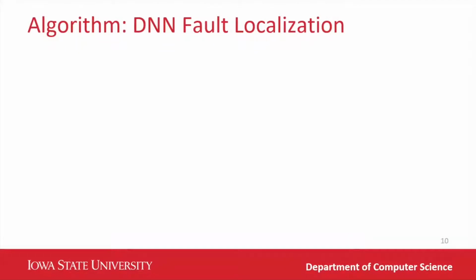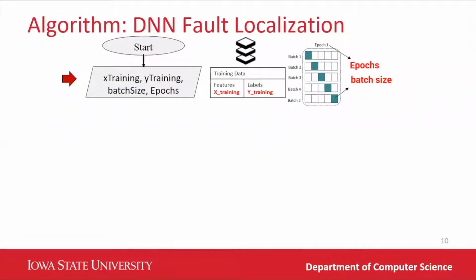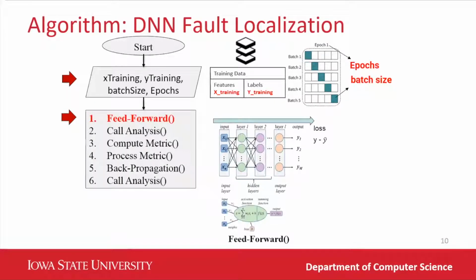Our DNN fault localization algorithm serves three purposes. First, determining whether the DNN contains a bug. Second, reporting the fault location, in which layer and which stage. Third, reporting failure information, in which iteration the learning is stopped. The algorithm takes the training dataset, the batch size, and the epoch as input. In the feed-forward stage, the algorithm computes the output of the feed-forward layers before and after applying the activation functions.